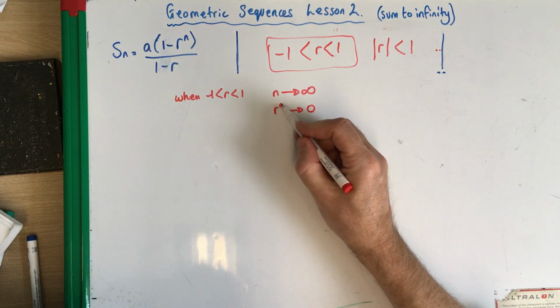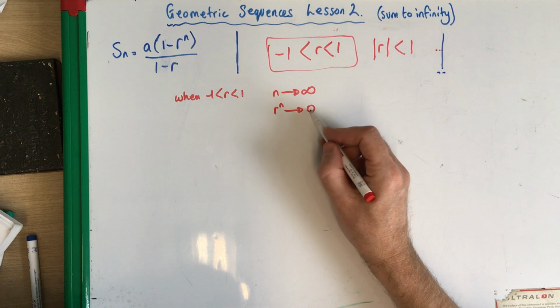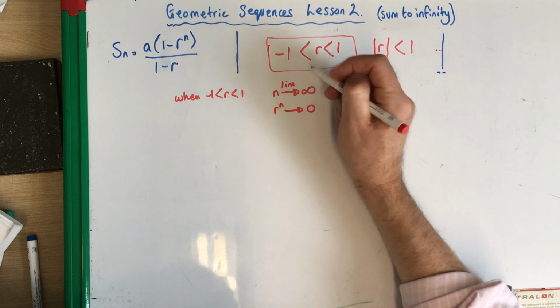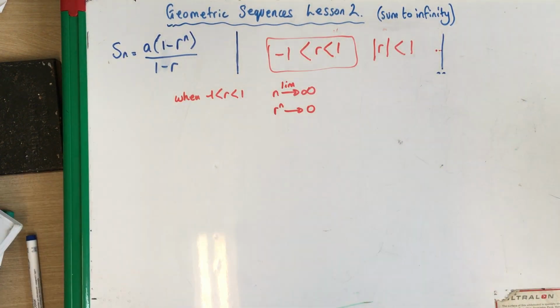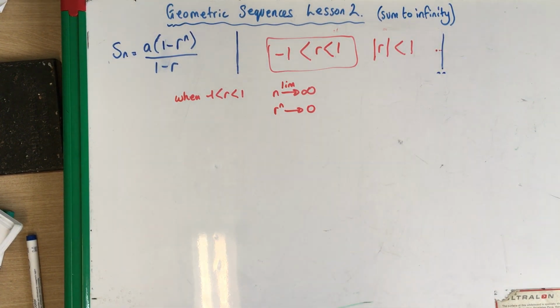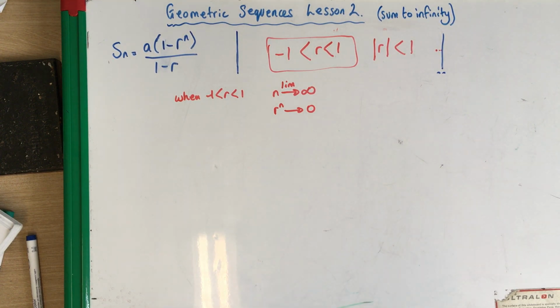And when we do that an infinite number of times to a number less than 1 or greater than minus 1, it's going to get infinitely small. You see this word limits: as n limits to infinity, r to the n limits to 0. Okay, so this happens only when r is between 1 and minus 1 in a convergent series.